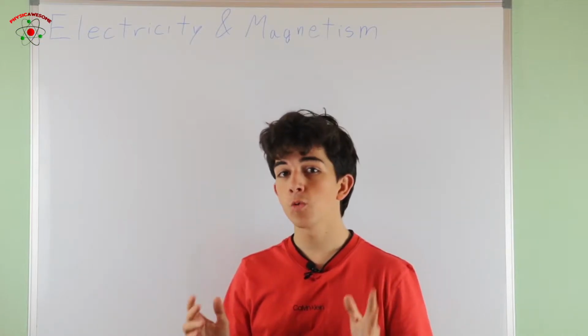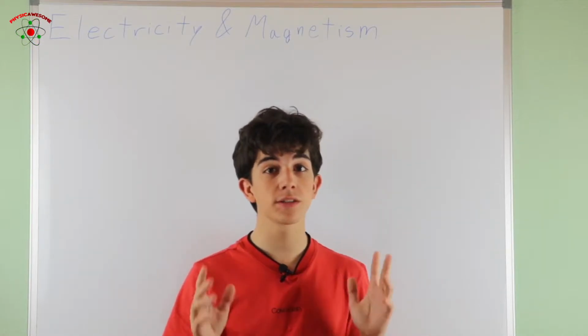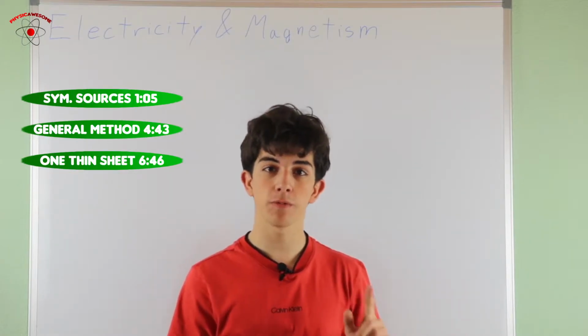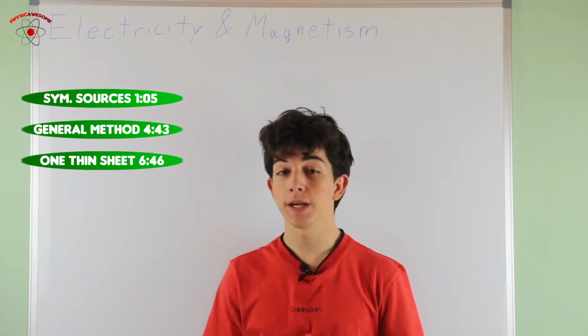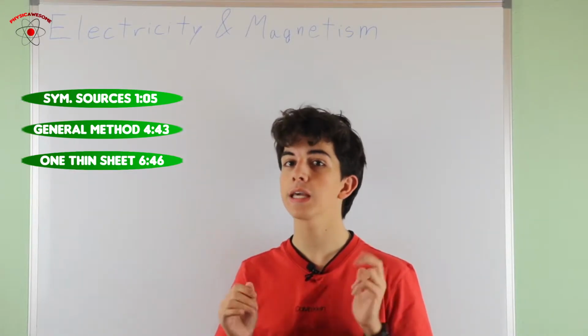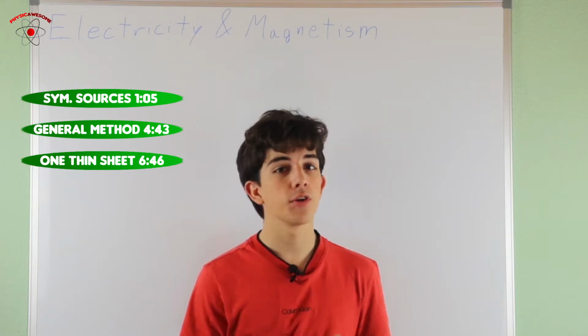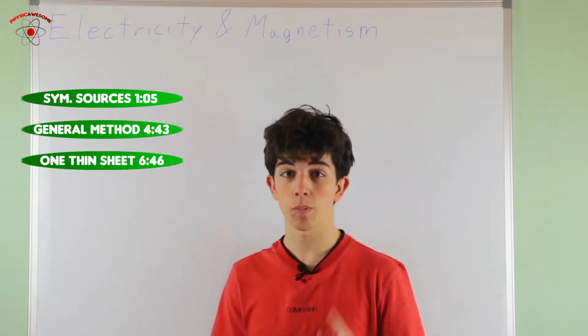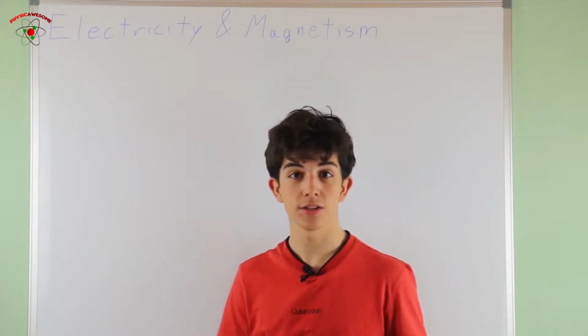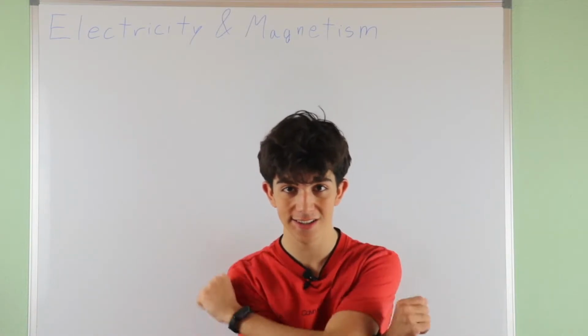First of all, we'll understand what the symmetric sources are that we have and how to use them so that we can simplify our problem. Then we will understand what the general methodology is, and after that we will start an example about planar symmetry with an infinite thin sheet. So let's start!